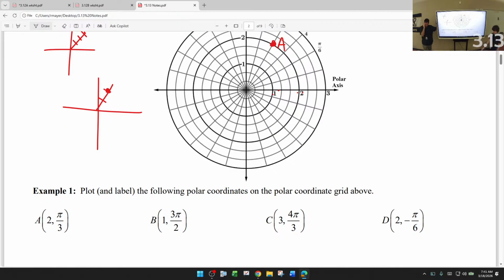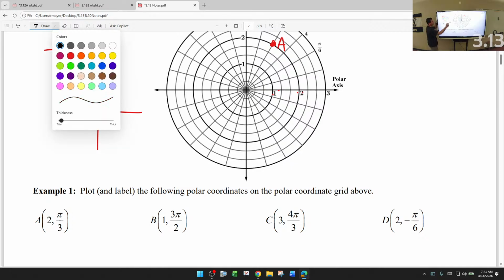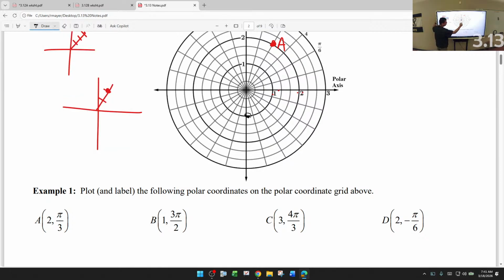3 pi over 2. That's down, that's straight down, straight underneath me. And I'm going 1 unit. So straight down underneath me, 1 unit right there, which is B. You'll have to do this on the test. Just make sure we can see the dots and make sure they're labeled correctly.